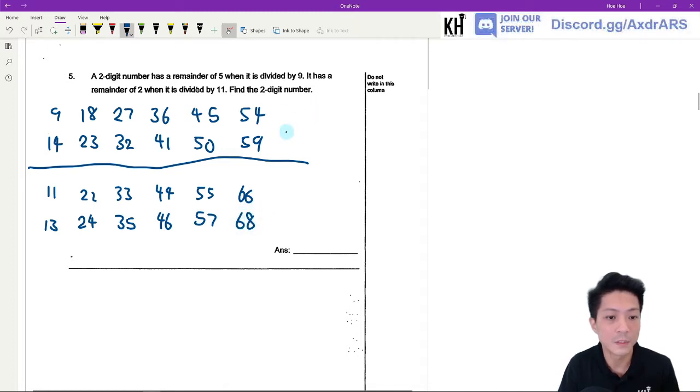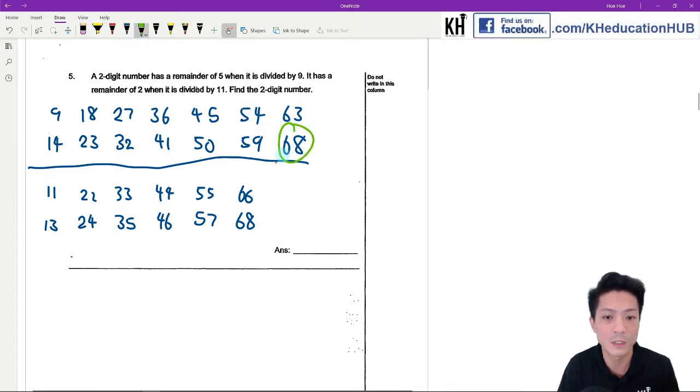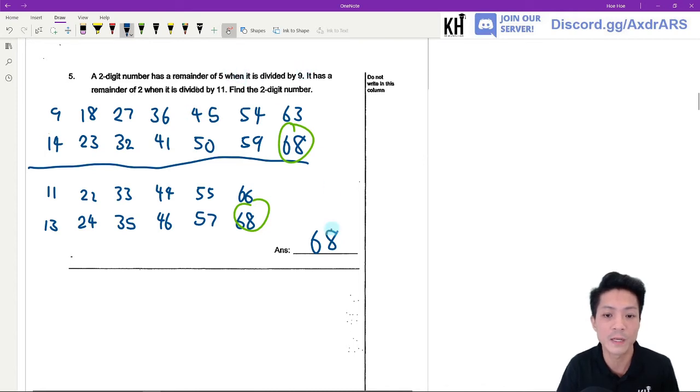Okay, I haven't got any numbers which are the same, so I need to continue. 63 plus 5 will give me 68. I've already found the 2-digit number, so the answer is 68. 68 divided by 9 will give you a remainder of 5. 68 divided by 11 will give you a remainder of 2.